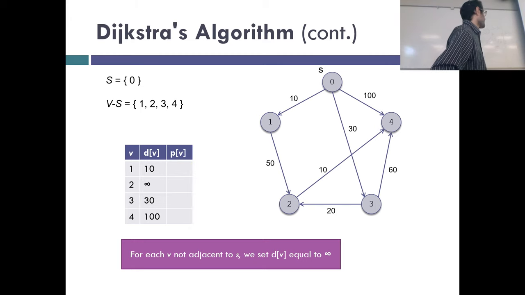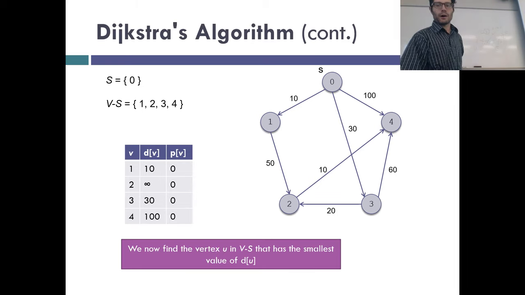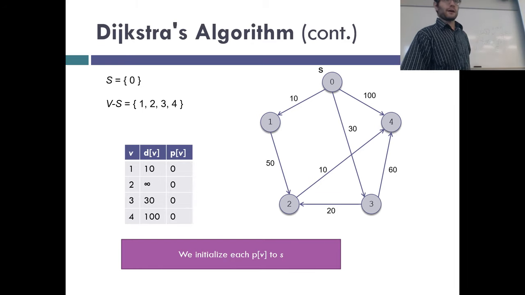Okay, so now, right, because all we can see is what we're connected to, which is node 0. So now we said, how did we get to node 1? Well, we got there through 0. How did we get to node 2? Well, we got there through 0 at a cost of infinity. How did we get to node 3? Well, we can get there by going through 0 at a cost of 30, and how can I get to node 4? I can get there through 0 by going at a cost of 100.